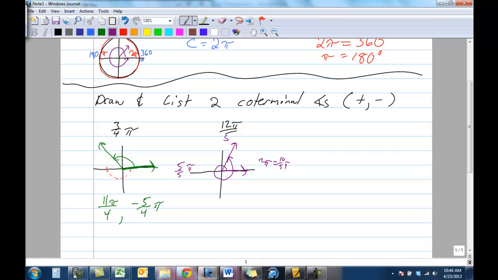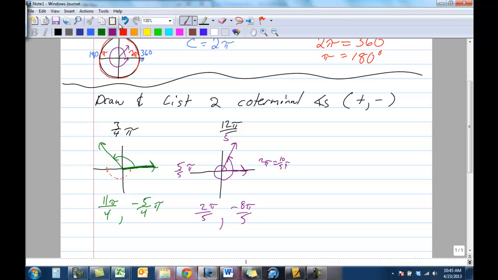So, coterminals, we have to add and subtract 2 pi. If we subtract 2 from 12/5, 2 is the same thing as 10/5. What's 12/5 minus 10/5? 2 pi fifths. Right? That's our positive one. I also would accept 22 pi fifths. 12/5 plus 10/5 is 22/5. But we need a negative one as well. So 2/5 minus 10/5 is negative 8 pi fifths.